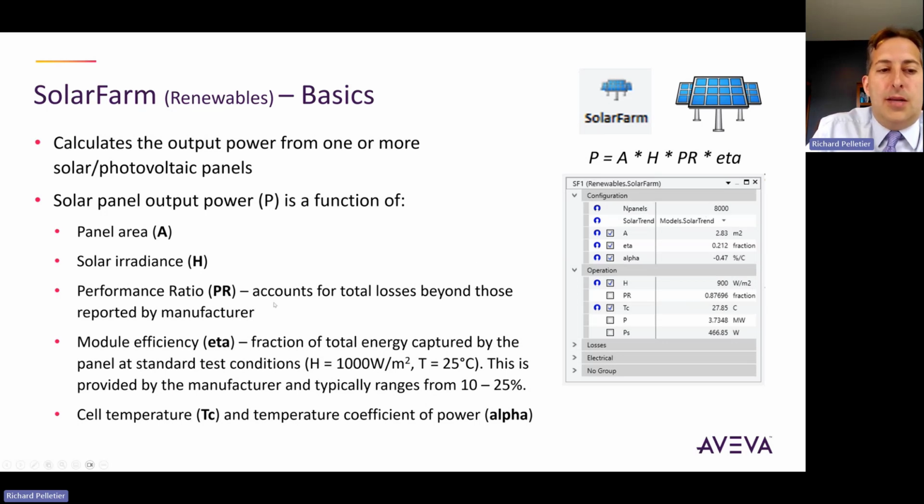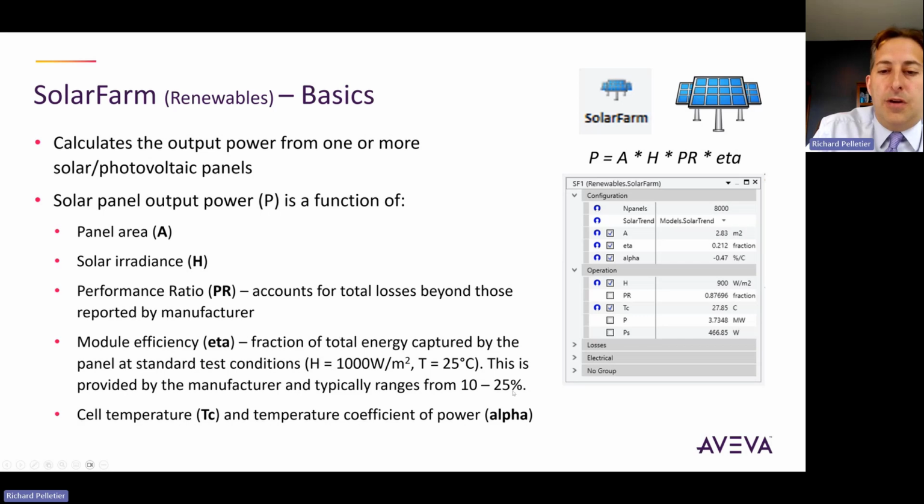Power is typically a function of these factors that you see here: panel area, solar irradiance, performance ratio, the efficiency of the modules itself. And then even though it's not shown in this, there's an impact from cell temperature and temperature coefficient of power.